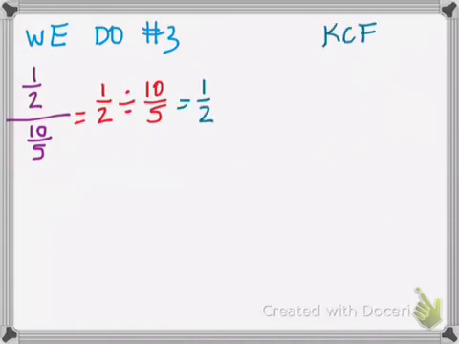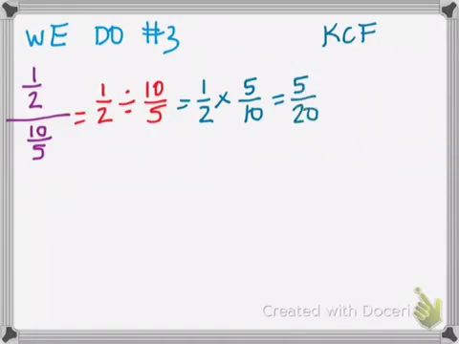And then, again, I'm going to use keep, change, flip. So I keep my first fraction, change division to multiplication, and I flip or take the reciprocal of my second fraction. So this becomes 5/10. And then I just multiply across. 1 times 5 I know is 5. 2 times 10 I know is 20.